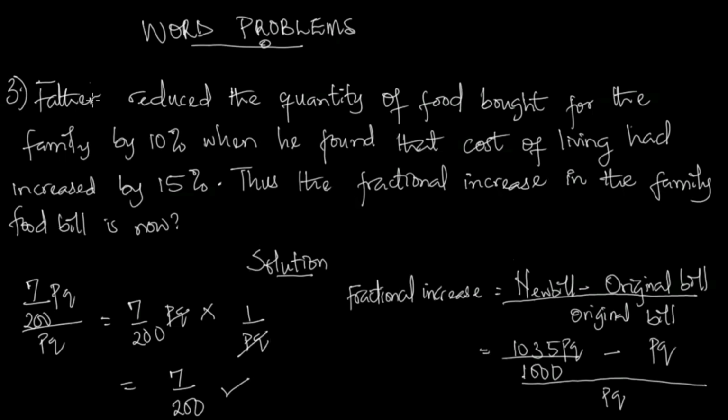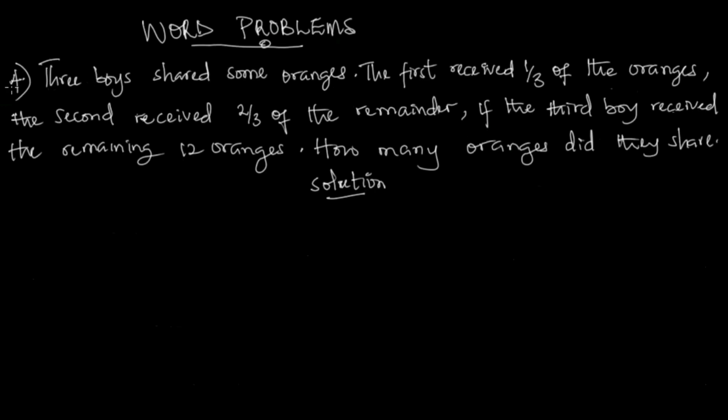Now we move to question 4. Question 4 says 3 boys shared some oranges. The first received 1 over 3 of the oranges, the second received 2 over 3 of the remainder. If the third boy received the remaining 12 oranges, how many oranges did they share? Alright, now let the total number of oranges equal x.